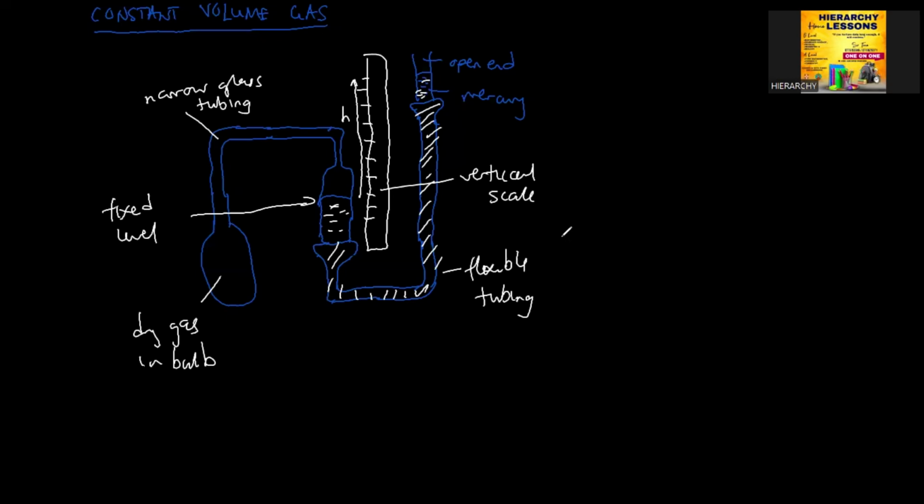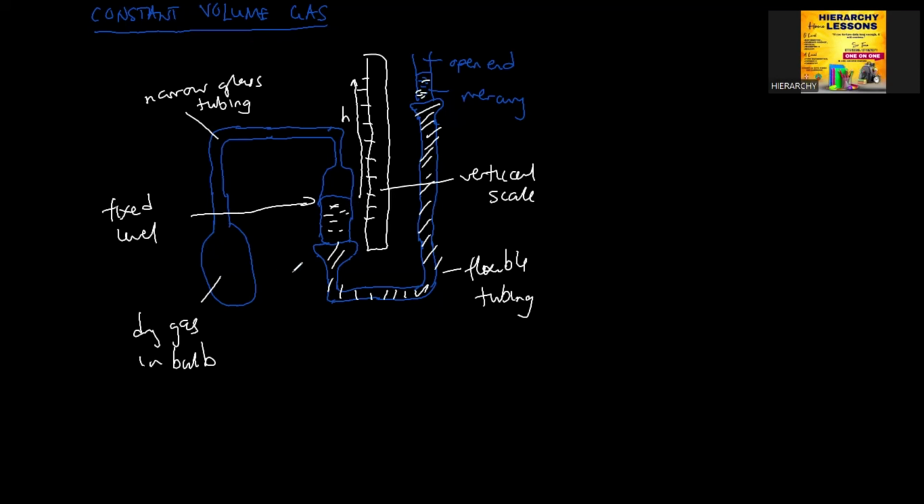The last thermometer we're going to talk about is the constant volume gas thermometer. This is the constant volume gas with dry gas in the bulb side. The dry gas could be just air or a gas that behaves almost ideally, such as nitrogen. Then there's the glass tubing here, and this is the fixed level of fluid.